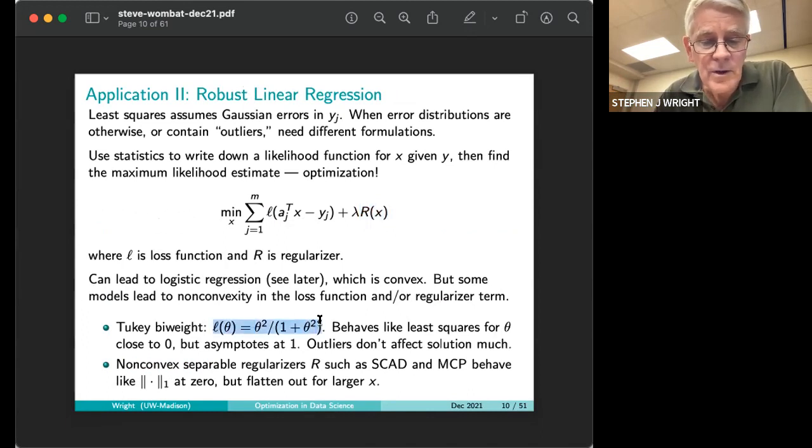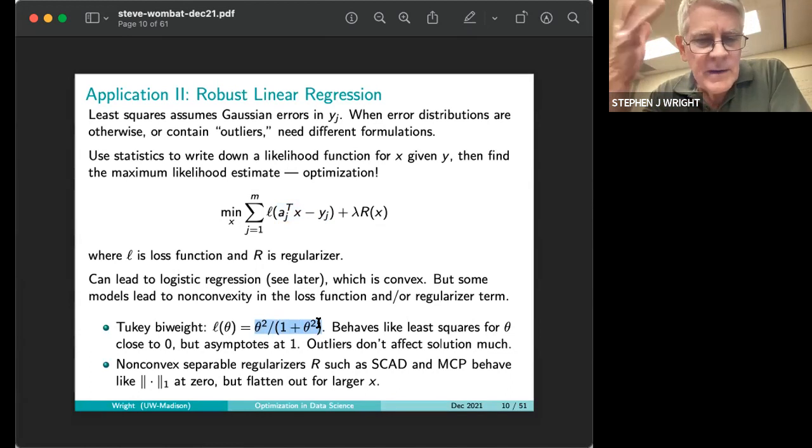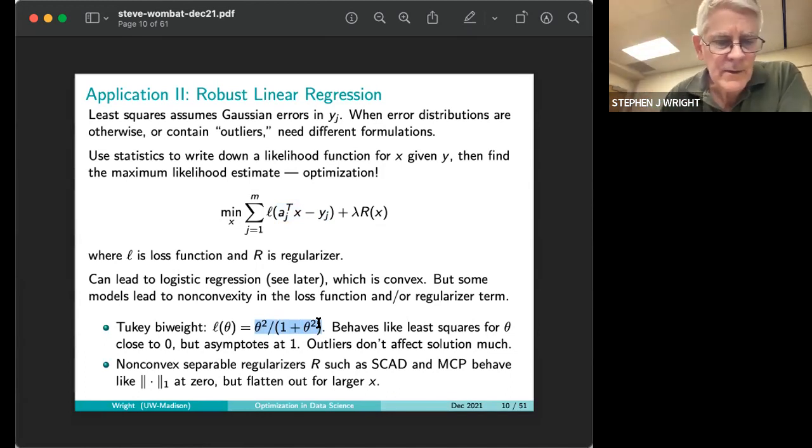For example, you can use a Tukey biweight function. This is just one of many possible examples. This one behaves like least squares when the discrepancies, the residuals, are small, but it flattens out. As the residuals get large, it just asymptotes at being 1. So this has the effect of sort of ignoring the outliers. They don't affect the solution very much. So if some subset of the data has egregious errors in it, they don't throw the solution out as much as they do if you're using a least squares loss.